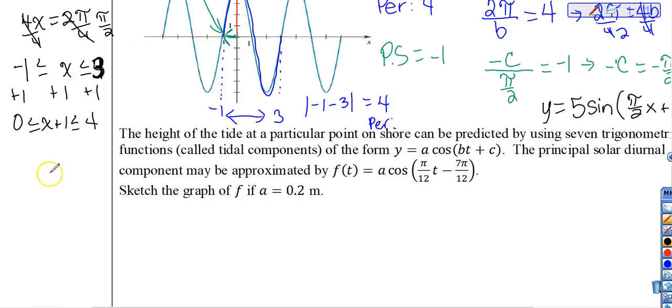All right, so that means I'm going to multiply all 3 parts of this inequality by pi over 2. So pi over 2 times 0 is 0. Pi over 2 times x is pi over 2 x. Pi over 2 times 1 is pi over 2. And then pi over 2 times 4 is 2 pi.